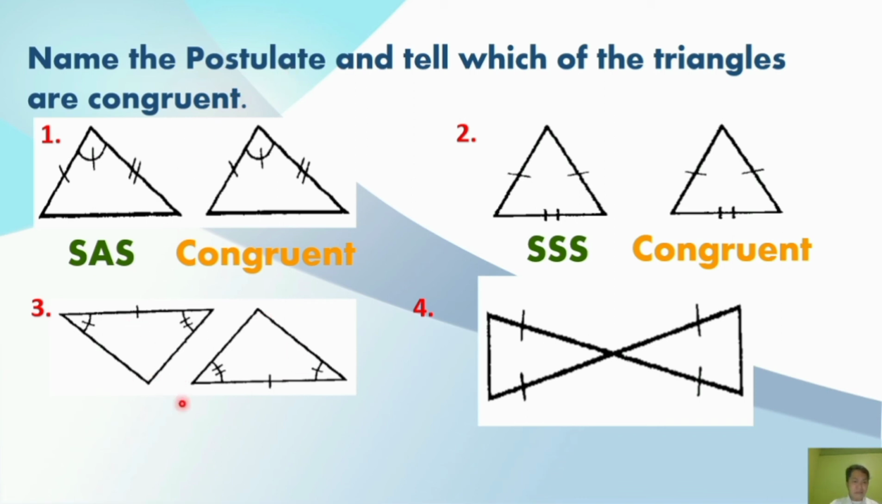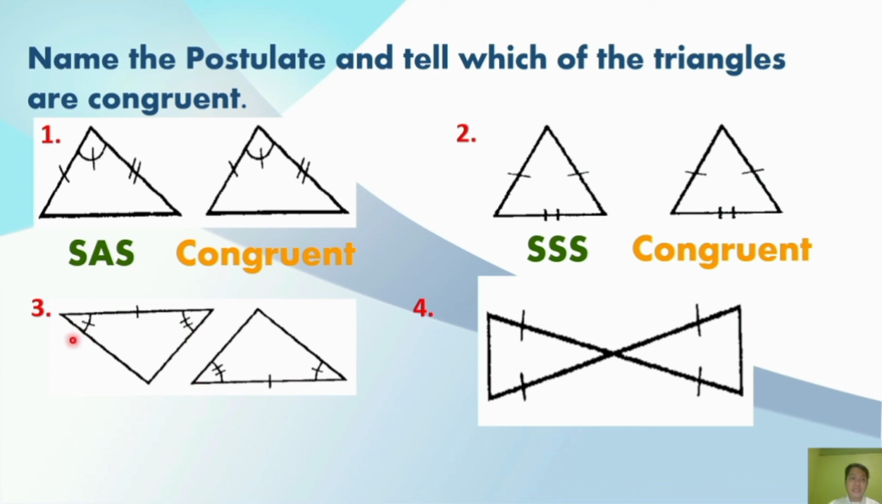How about in number 3? We have angle, side, angle. Again, ang titingnan lang po natin ay yung merong tick marks. Yung merong mga ganitong tick marks. Ibig sabihin yan, those corresponding parts of the 2 triangles are congruent.